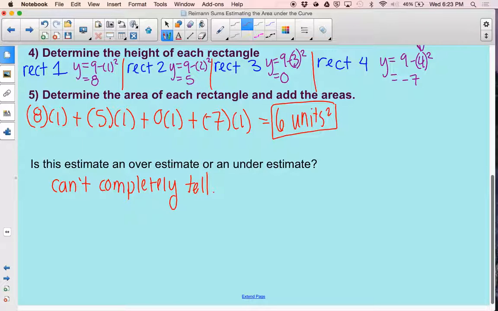And this is because some of the rectangles are above and some of the rectangles are below.